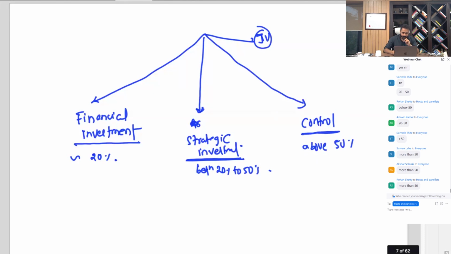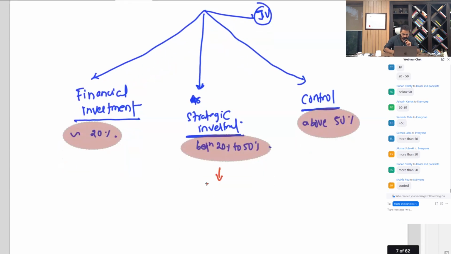Now, please remember for the exams that these percentages are indicative. It's not the final test, they're just indicative. The true test of what accounting method to use is based on the following two words, extremely critical. That is significant influence.